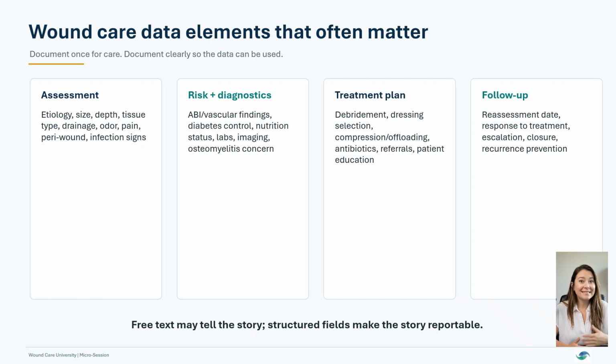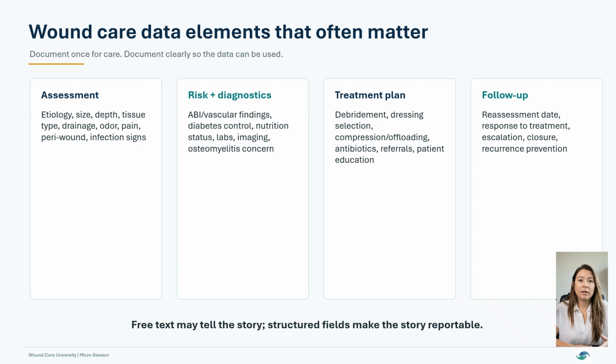Wound care documentation contains many data points that may be relevant to quality reporting, even when the measure is not specific to the wound. Start with the wound assessment: etiology, size, depth, tissue type, drainage, odor, pain, peri-wound condition, and infection signs all help show severity and clinical trajectory. Next are risk and diagnostic elements. Vascular findings, ABI or arterial testing, diabetes control, nutrition status, labs, imaging, and osteomyelitis concerns all show whether the team is addressing the reasons wounds fail to heal.